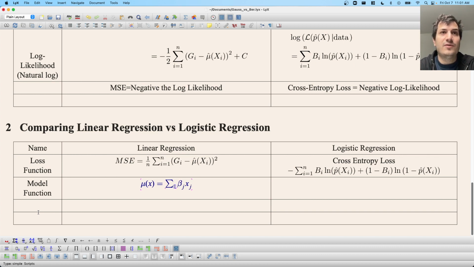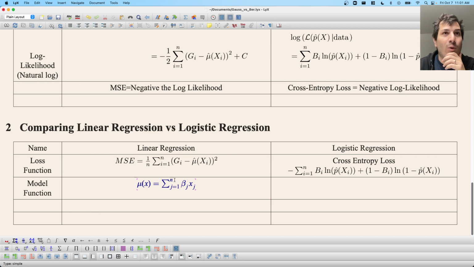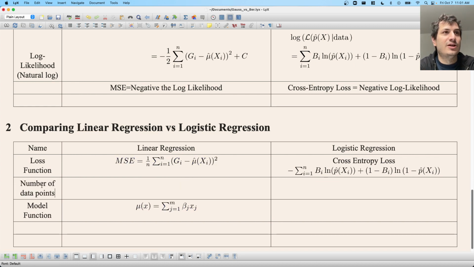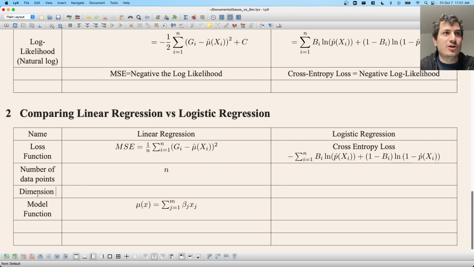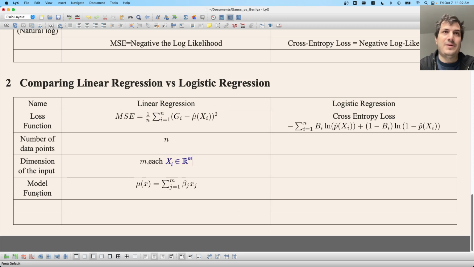So here I'm thinking of the input x as being a vector in R^n. In the plot I showed in Desmos, it was just R^1, so there was only one x, but in general there are n of them. Oh, I should say m, right? So n is the number of data points. Maybe this is a good thing to add: the number of data points, that'll be n, and the dimension of the input, or the covariates, that'll be m. So each x_i is in R^m.